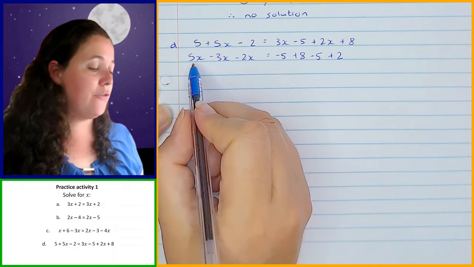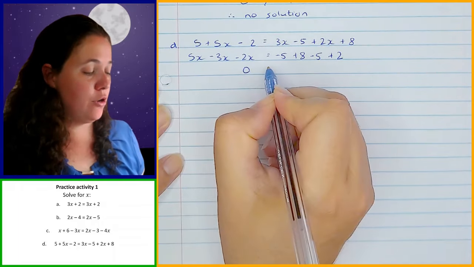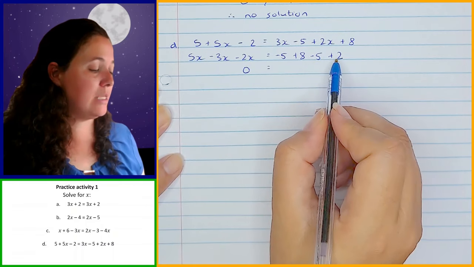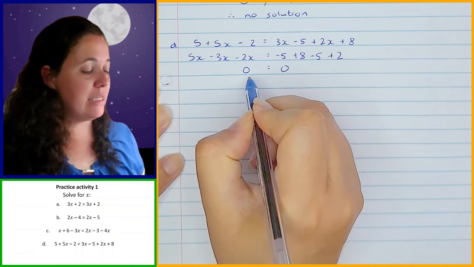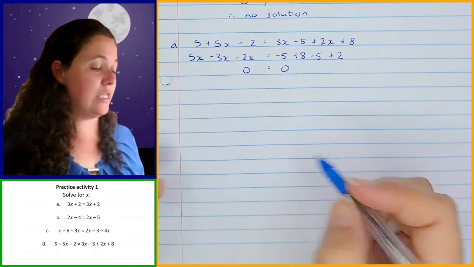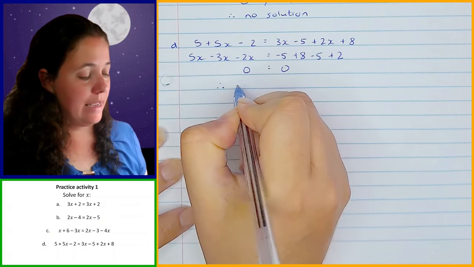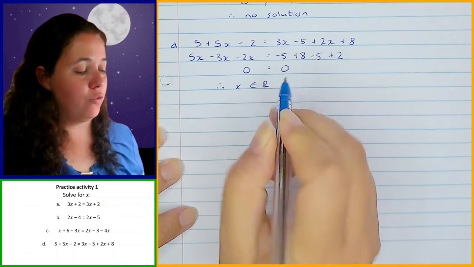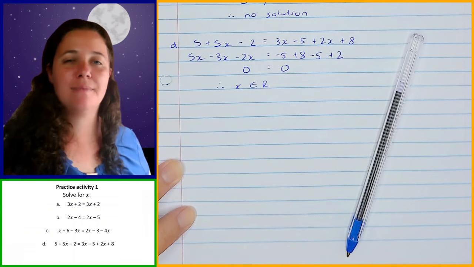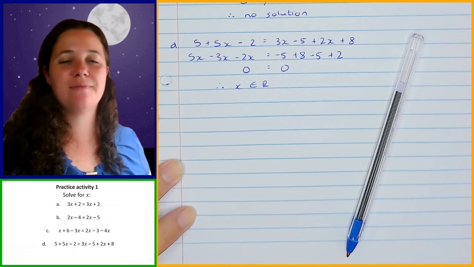Okay, so now 5x minus 3x minus 2x is 0 equals minus 5 plus 8 minus 5 plus 2 is 0. So now I can say, but 0 is equal to 0, so it doesn't matter what x is, 0 will always be equal to 0. So therefore, x is an element of all real numbers. And that's what you should have got for those examples. And that is how we solve equations.